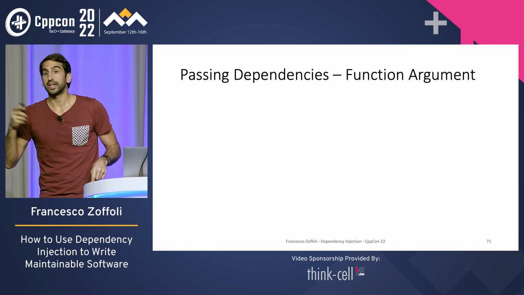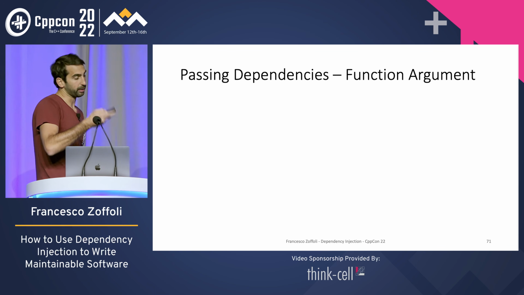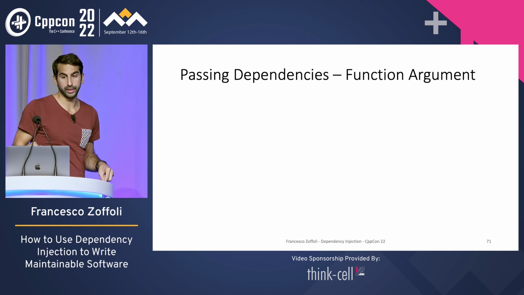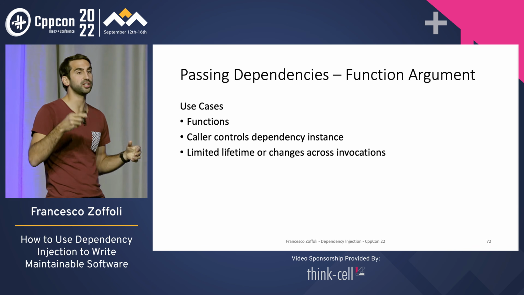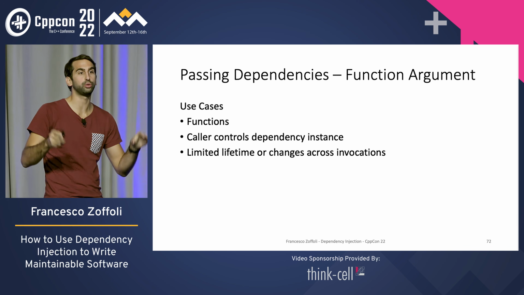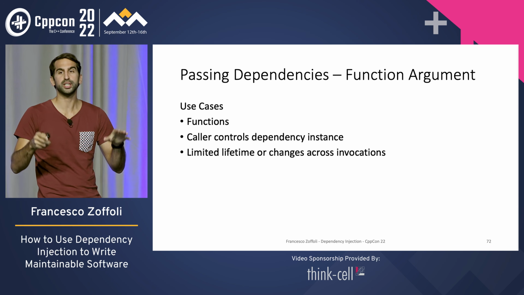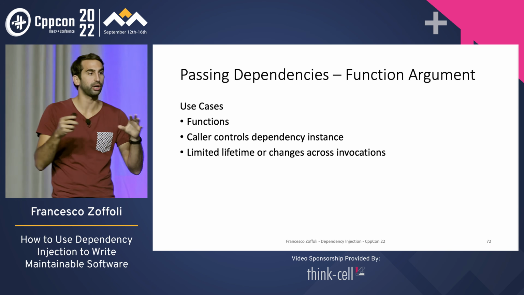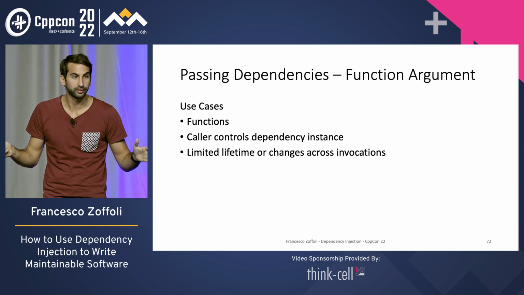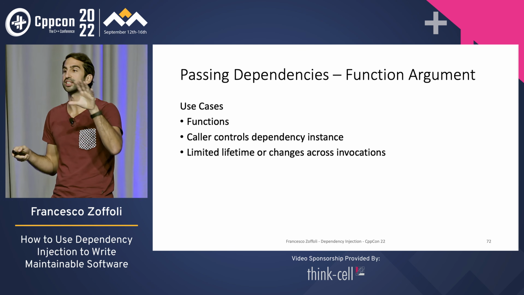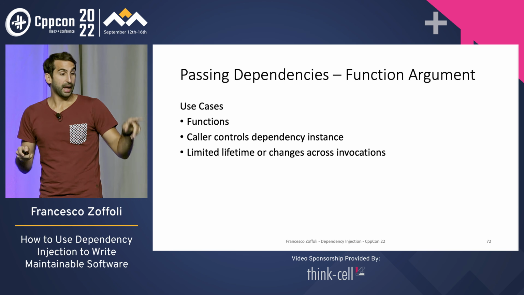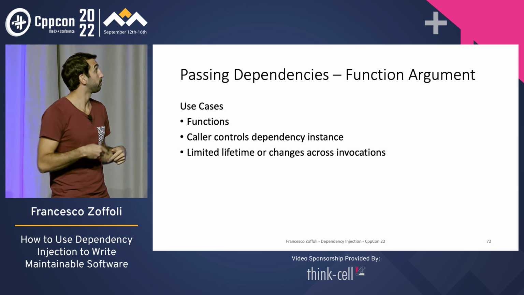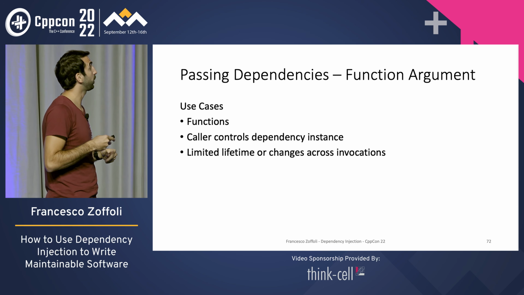The other option for passing arguments, or dependencies, is through function arguments. The use case for this is when you use functions. Dependency injection does not mean that you need to have everything in classes. C++ supports functions. Functions are amazing. Use them liberally. You don't have to have everything as classes to use dependency injection.